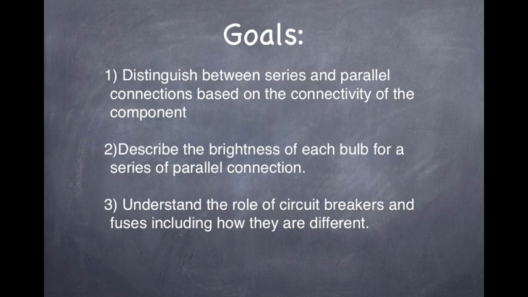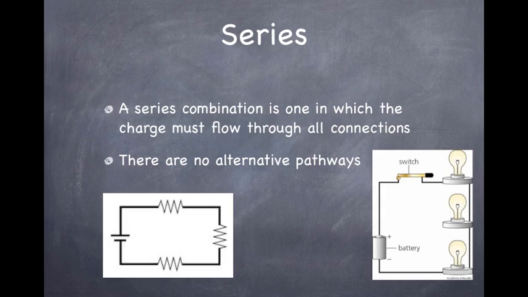So the goals: you should be able to distinguish between a series and a parallel connection based on the connectivity of a component. So I should be able to show you a picture or a circuit diagram, and you should be able to say, hey, that's in series or that's in parallel. You should also be able to describe the brightness of each bulb for a series or a parallel connection. And then you should also understand the role of a circuit breaker and a fuse and how they are different.